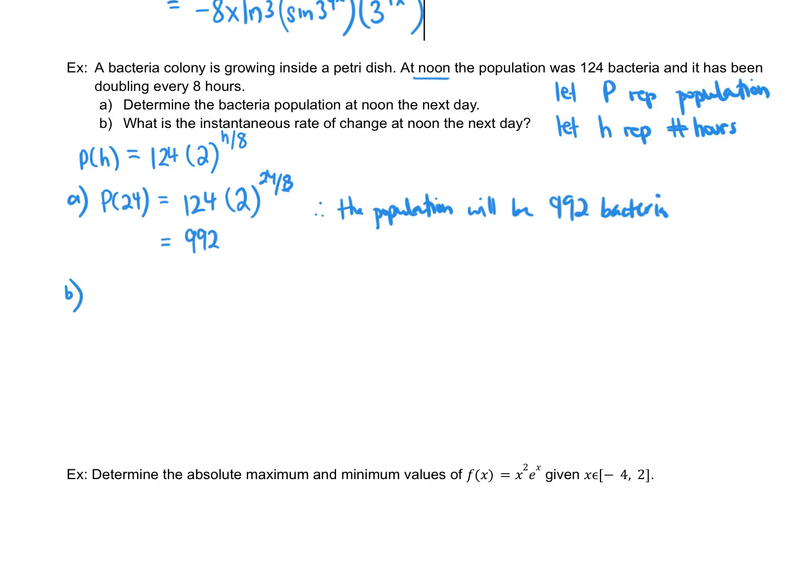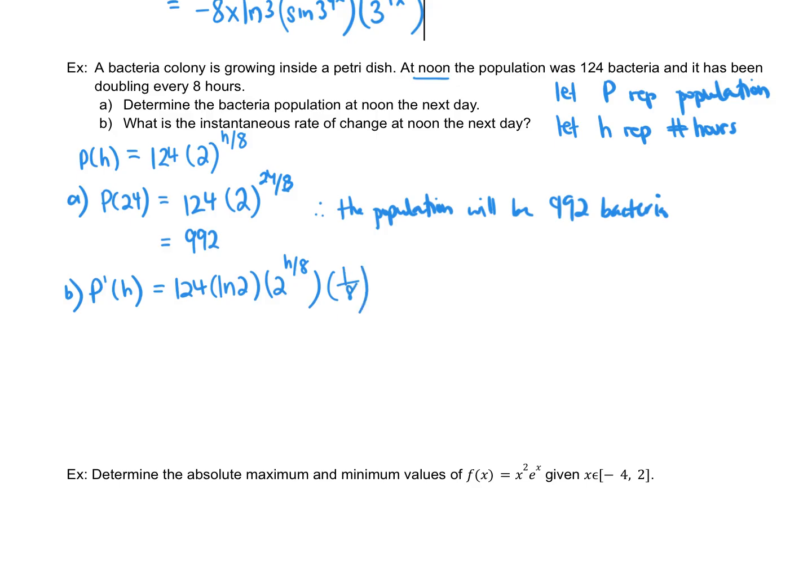All right, what is the instantaneous rate of change at noon the next day? So now we're talking about the derivative, the rate of change. So I'm going to find the derivative, the 124, because it doesn't have a variable attached to it. It doesn't affect the derivative, so I'll just write it. The derivative of 2 to the power of something is ln 2, and then we'll multiply that by 2 to the power of whatever our exponent is. And now time to take the derivative of the exponent, which is just 1 over 8.